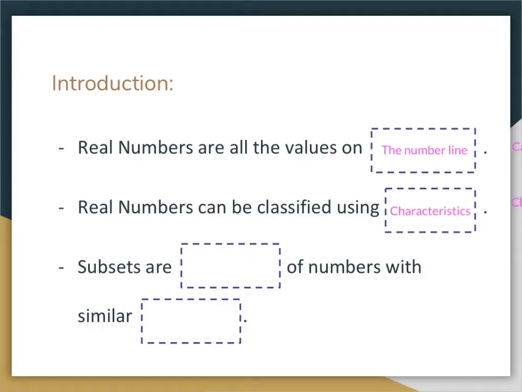Subsets. Subsets are categories of numbers with similar characteristics. So again, if I'm talking about all of the cars in the world, and then I talk about only the Fords, Fords are a subset of all of the cars that are there. The category is cars, and a subset of that is Fords. Let's take a look at a real life example for you guys.